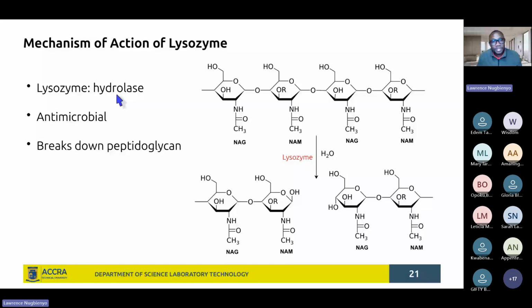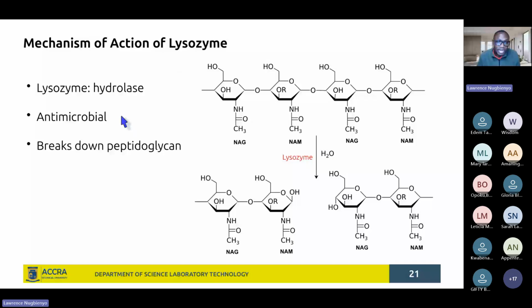Now, lysozyme, you find it virtually in all our tissues. Lysozyme is naturally produced because it's needed for our innate immunity. You find it in the tears coming from our eyes, in the tissues. You'll find lysozyme in mucus. And it has this antimicrobial activity.